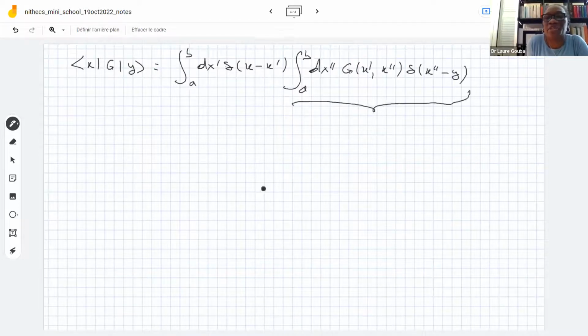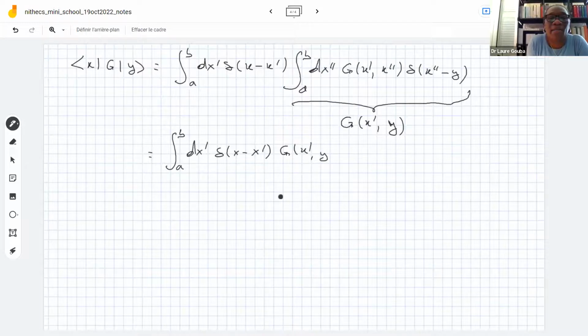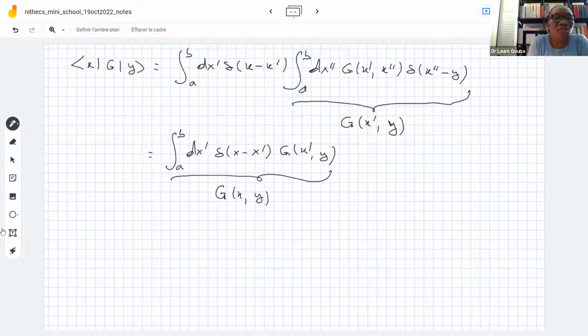But what is this integration if we use the delta distribution property? This is nothing other than g(x′, y), because we integrate over x″ of g(x′, x″) δ(x″ − y). And then what remains is the integral from a to b dx′ δ(x − x′) g(x′, y). Again, using the property of the delta distribution, this becomes g(x, y). So this is nothing but the form of the operator J that we have applied to y. This gives me J of x, y.